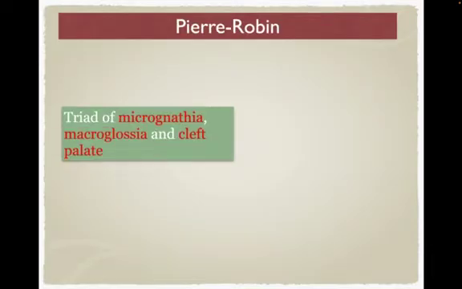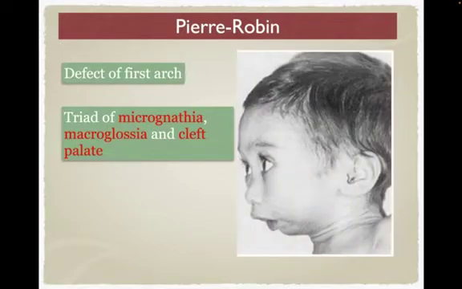The second one is called Pierre Robin syndrome, which is basically a defect in the first arch as well, but to a lesser or different extent. This one is called a triad. A triad means that 3 symptoms come together, which is micrognathia, which means that the mandible is too small.